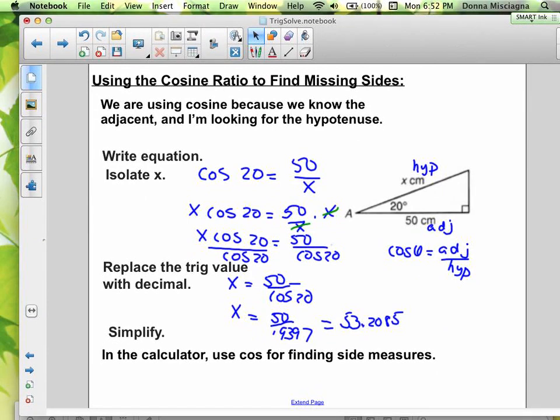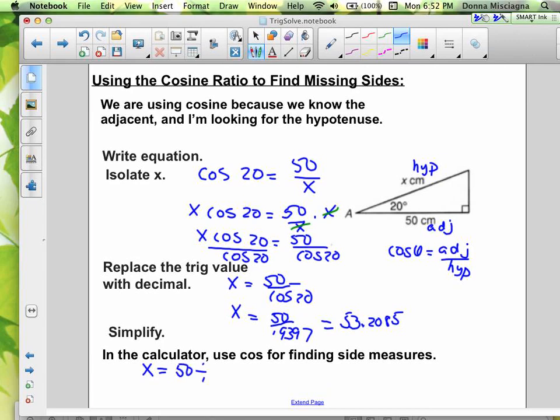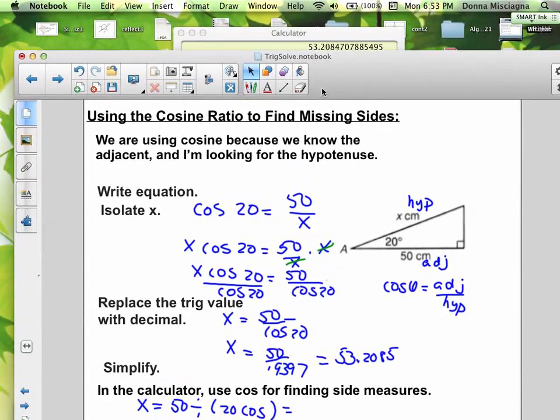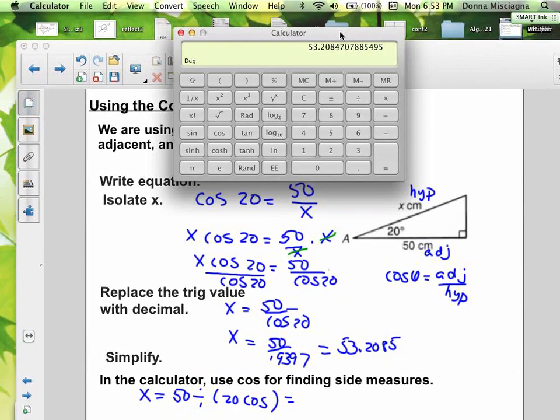If we get our answer from the calculator, because I have that backwards calculator, I'm going to have x equals, so I'd have 50 divided by parentheses, and then I'd have to hit 20 cosine, close parentheses. All right, if you don't have a backwards calculator, then you can do 50 divided by cosine 20. I might still use parentheses just to make sure it divided by all of cosine 20. All right, so let's get that calculator back here.